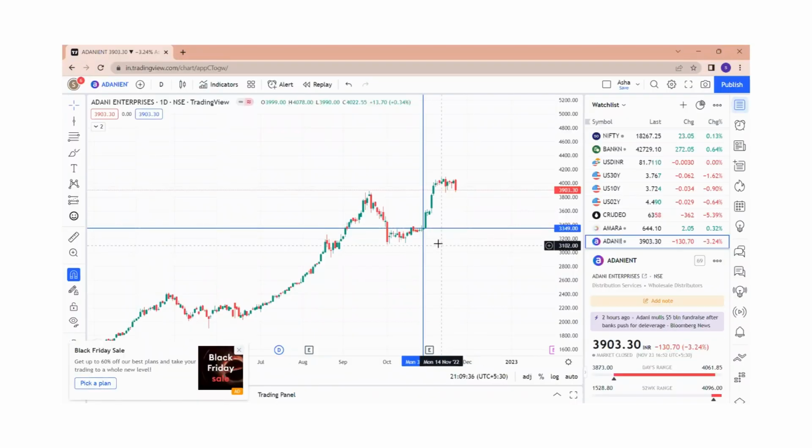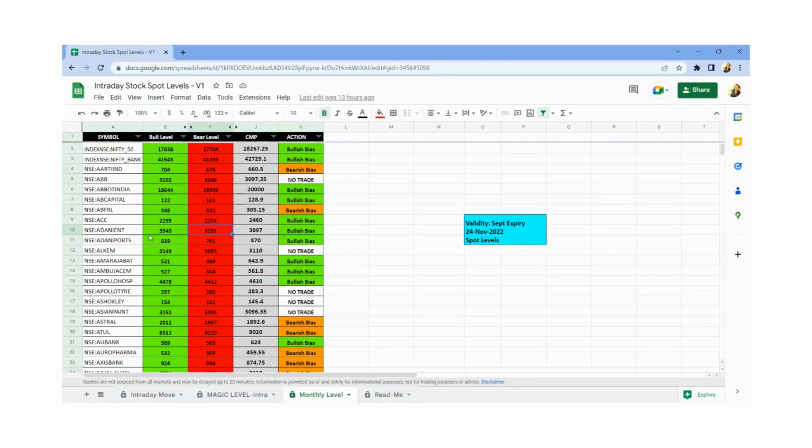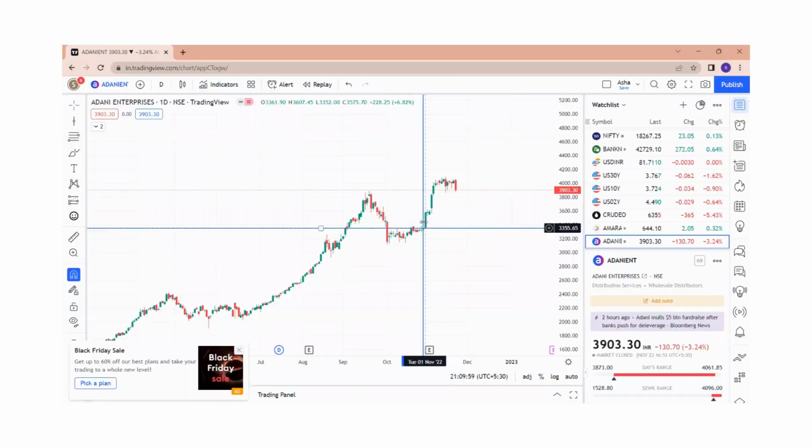3349 and 3291 was the bear level. This is 31st of October. It clearly moved above this level, and there is almost a 600 points rise in Adani Enterprises. Now, if you know a little bit of technical analysis, you can clearly see here that it is consolidating and it has given you a breakout. The moment it is above your bull level, which is 3349, you can be long.